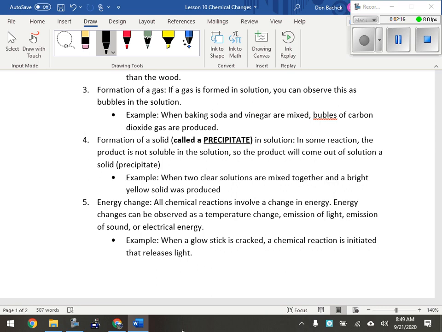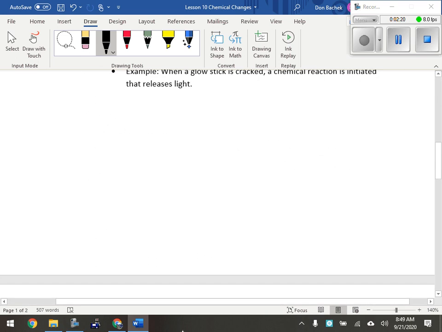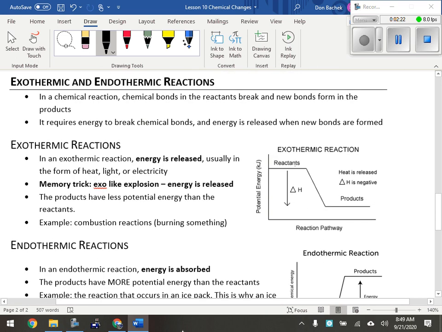If something gets very hot or something gets very cold, that's a good indication that a chemical change has taken place. Okay. Exothermic and endothermic reactions. You probably remember these from last year, correct? Exothermic means what? We give off energy. Yes. So that would be like, for example, burning propane. It would be giving off energy. That's an exothermic reaction.